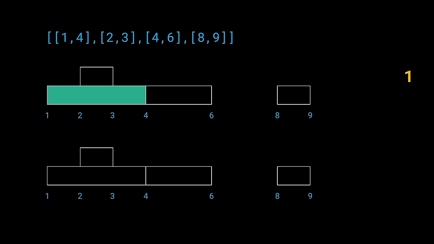Now, can I select 2,3? I cannot because it intersects. Can I select 4,6? Again, no, because 1,4 and 4,6 intersect at 4. Can I select 8,9? Yes, I can. So let's go ahead and include that and increase the answer count by 1.